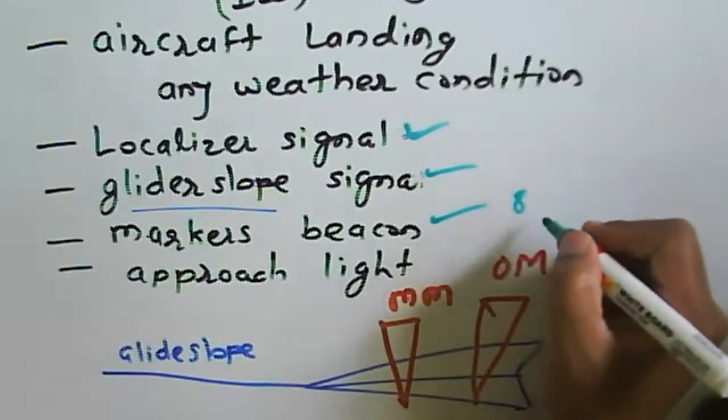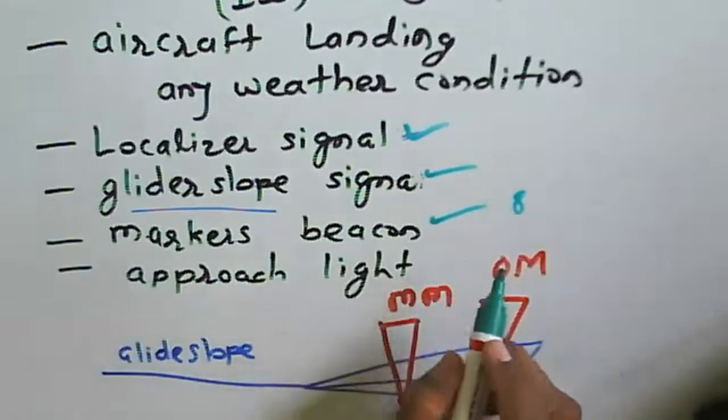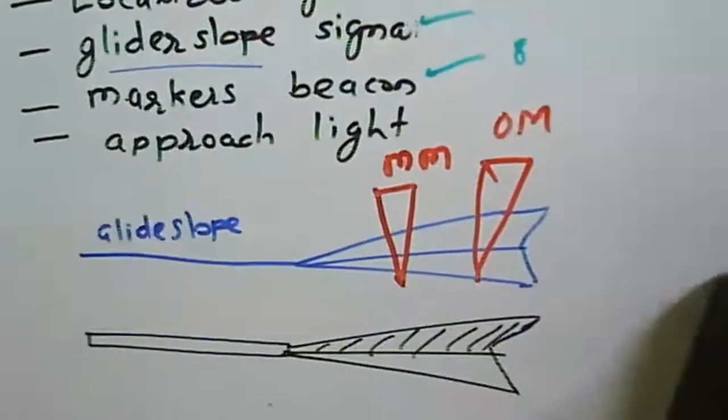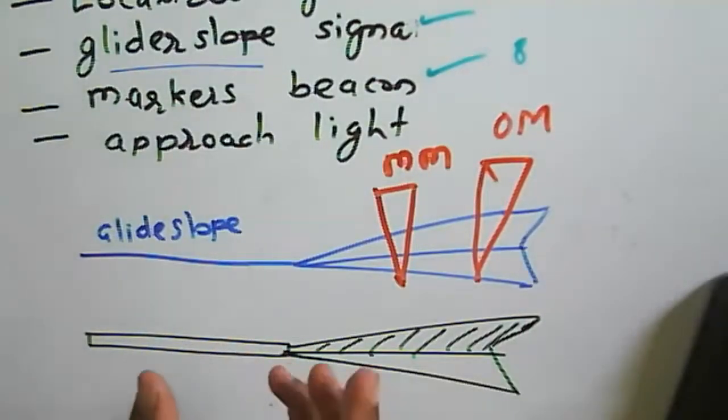Okay, so likewise. But again, the approach light is there, so that for the nearby runway, there are lights, and that approach light will provide you the information regarding where the runway is.